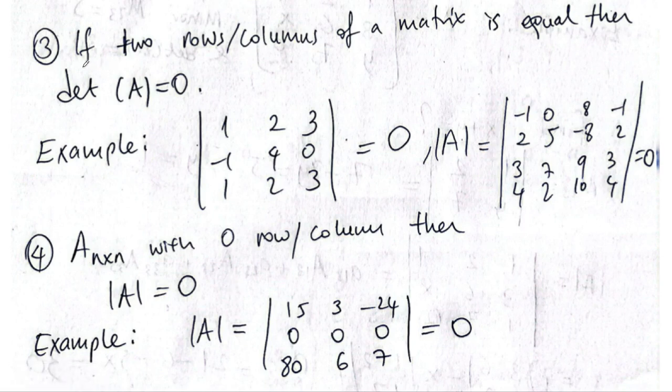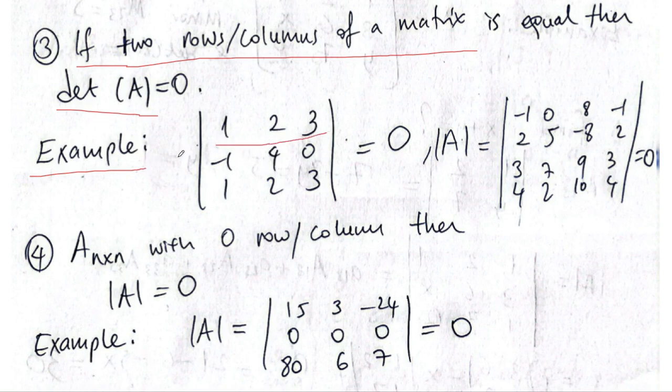The third property: if 2 rows or columns of a matrix are equal, then the determinant of this matrix equals 0. So we can see a direct example. Suppose I have 1, 2, 3 as the first row, and then the third row is also the same. In that case, the determinant of this matrix equals 0. Another example, let's say our matrix A is given, and you can notice that this time 2 columns are the same. All the elements are the same, so these 2 columns are identical. That implies basically the determinant of this matrix will be equal to 0.